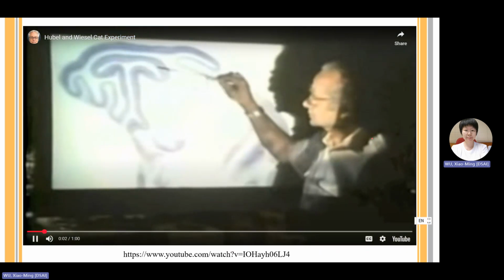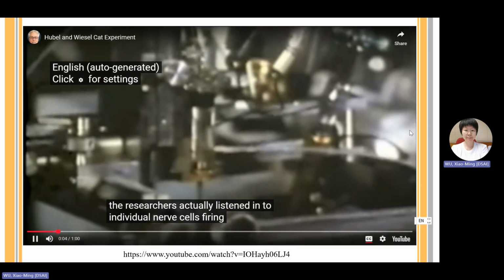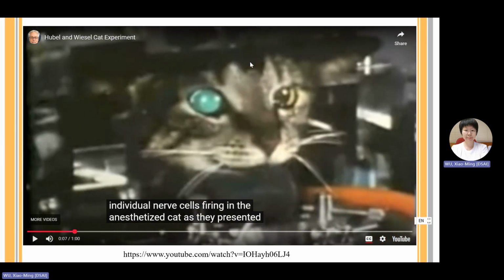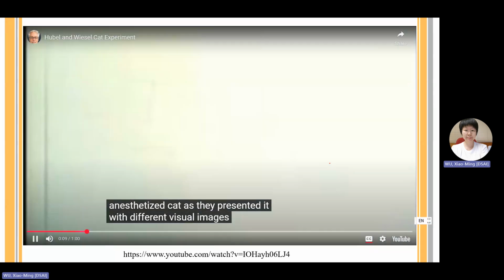So they performed an experiment. Researchers listened in to individual nerve cells firing in the anesthetized cat. See, there's a cat here, presented with different visual images.